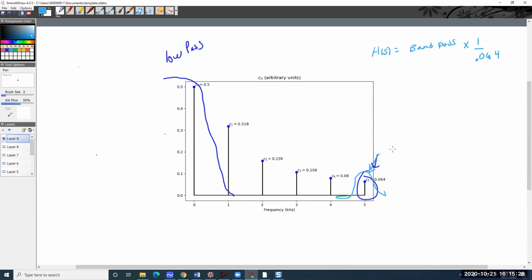And if I were to do an asymptotic Bode plot, right, I'd put 5 kilohertz here. I'd have some spread, right? And then the gain would be 1 divided by 0.064, all right? And then that's what I would do.